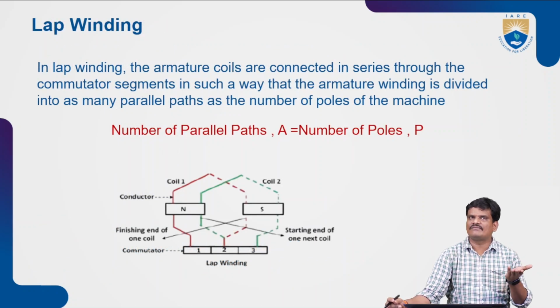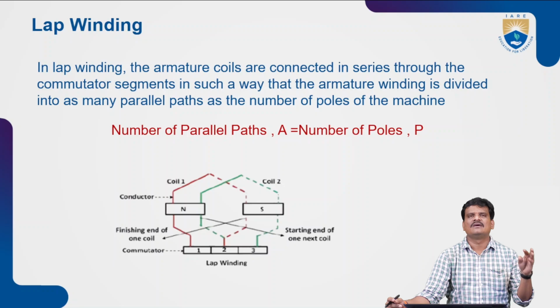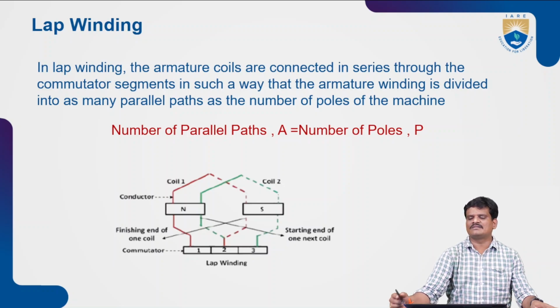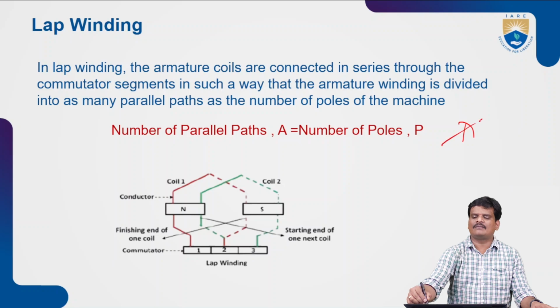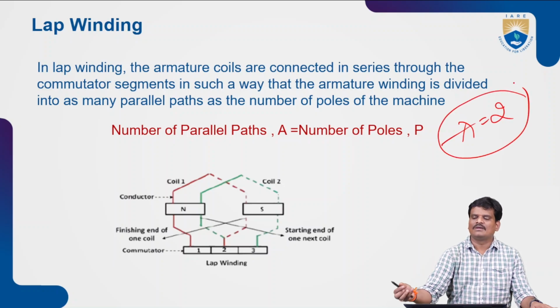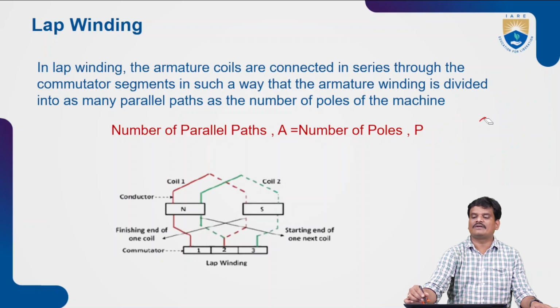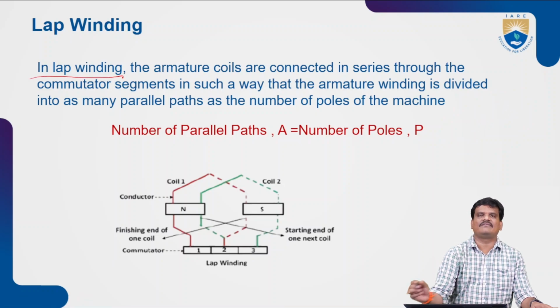So what is the definition of a lap winding? Whatever it may be the number of poles, whatever it may be the flux, whatever it may be the different parameters which are offered by that particular machine, irrespective of all those parameters, always the armature parallel paths in case of that particular wave winding will be equal to 2. That is in case of a wave winding. So in case of a lap winding, let us see the definition of lap winding.